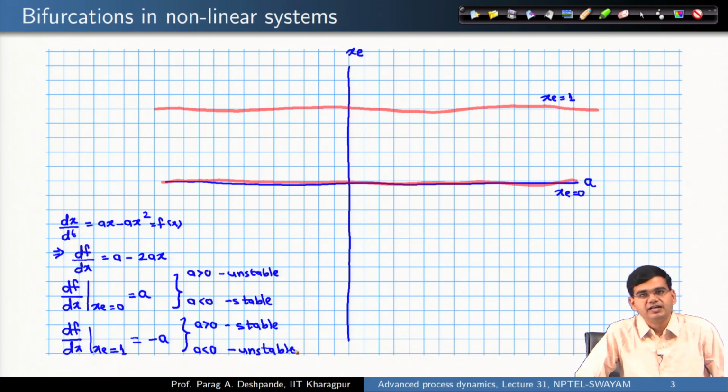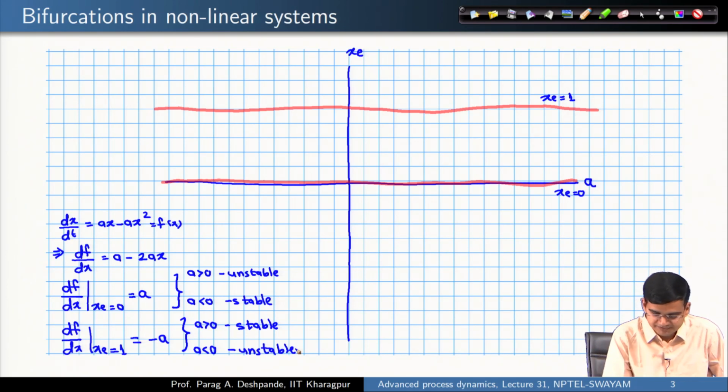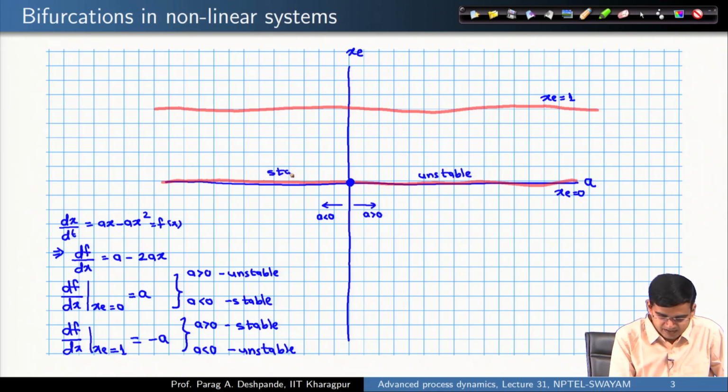So, let me identify these 4 cases on this diagram. I have here this point, and towards the right of this point I have a greater than 0, and left of this point is a less than 0. So, for x e is equal to 0 and a greater than 0, I have this part as unstable and this part as stable.